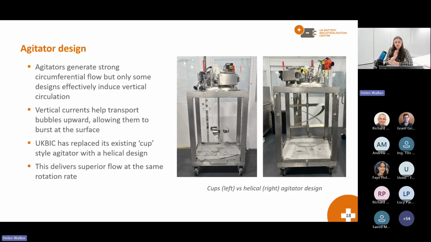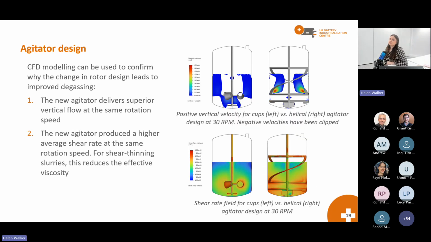So we have moved from the design on the left-hand side, which we call the cups style agitator, to a helical design on the right. And we've noticed superior degassing performance by making that change. And we can explain this by some computational fluid dynamics modeling that we've done. So we have modeled the agitation of a slurry with the cups and the helical design at the same rotation rate. And we find that in the top image, you'll see the helical design induces far more vertical flow.